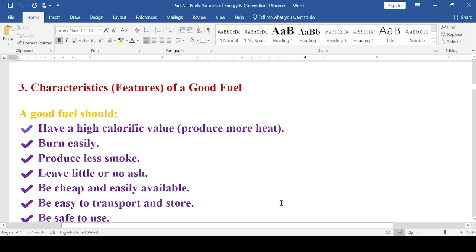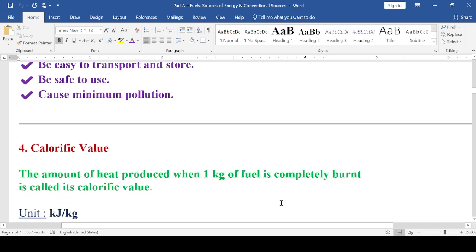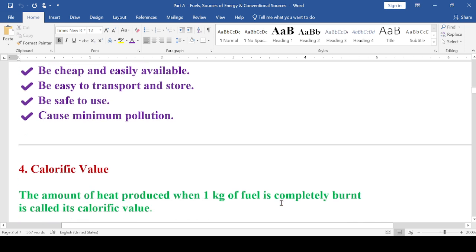Next, what are the characteristics of a good fuel? A good fuel should have a high calorific value. High calorific value means it must produce more heat. It must burn easily, produce less smoke, and leave little or no ash. It must be cheap and easily available, easy to transport and store, and safe to use. It must cause minimum pollution, not high pollution. Then we will call it a good fuel.